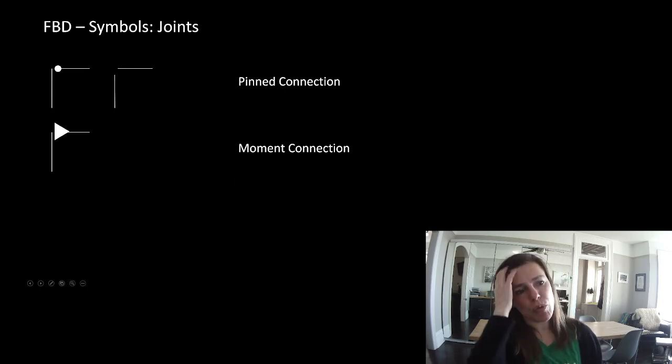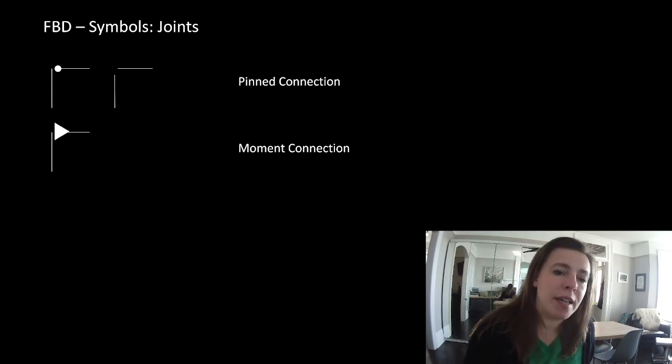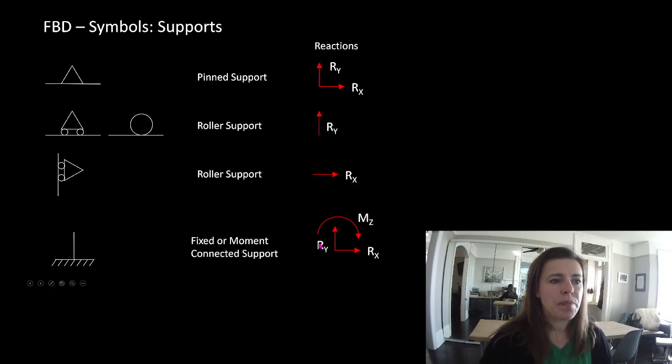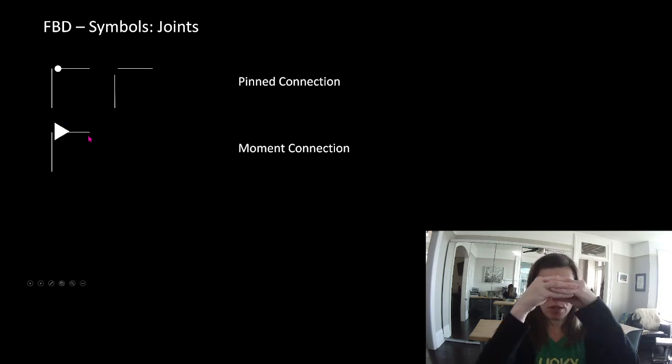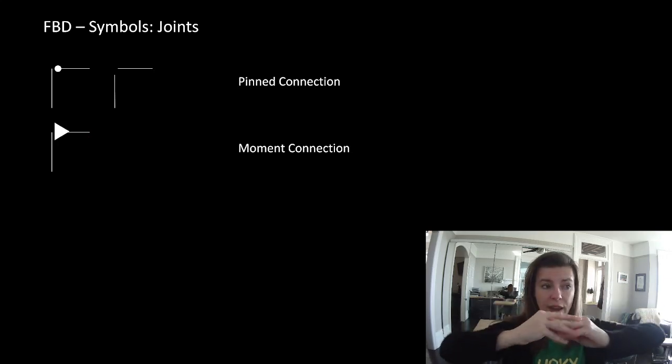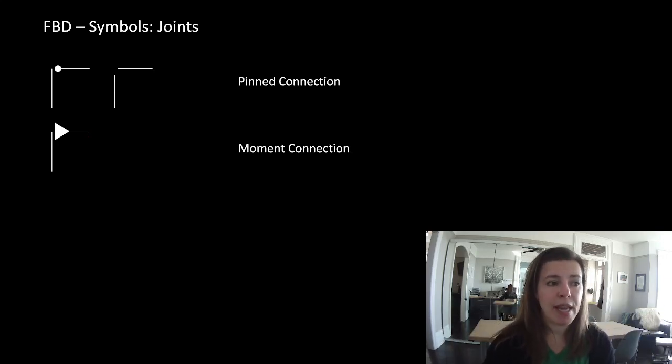All right, how do we draw these symbols? So this is really annoying, I think, for some people. A pin is a triangle that looks like this. A moment connection is on the object itself, and we draw a solid filled-in triangle. What we're saying is those two objects are fused together in some way. They can't rotate relative to each other at that spot.